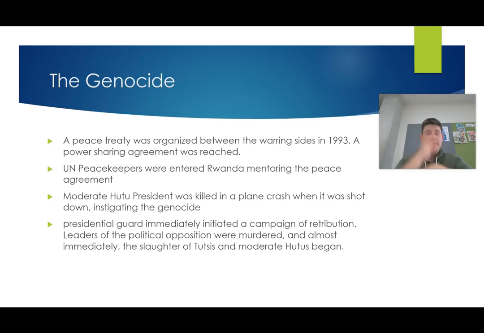However, it all flew out of control when the Hutu president was killed in a plane crash when it was shot down. The presidential guard, the people who protected the president, part of the military, initiated a campaign of retribution. The leaders of the political opposition were slaughtered, and almost immediately we have this elimination and slaughter of the Tutsis and of any moderate Hutus.